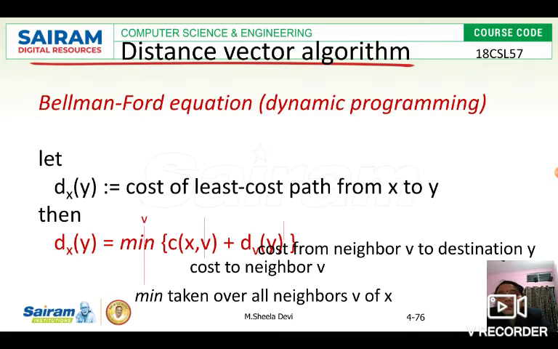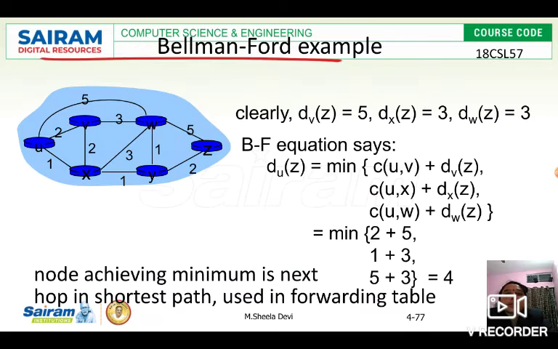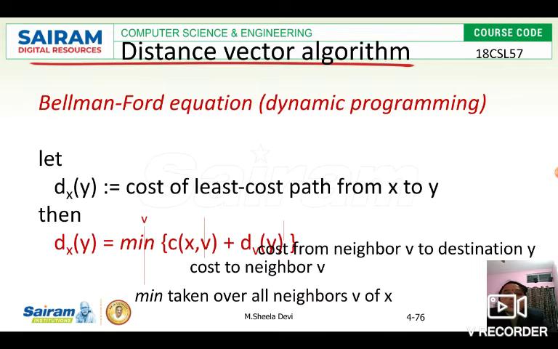See here, this min of cost of (x, v). What is this cost of x to v? Here x is the source and v is the intermediate node. So we have to take the cost from the source to the intermediate node plus from the intermediate node to the destination. Clear? Adding both, we get a value that will be the cost from x to y through the intermediate node v.